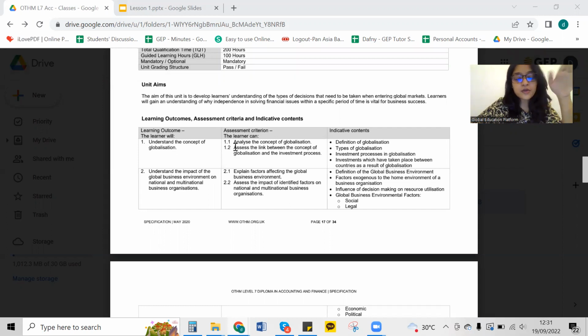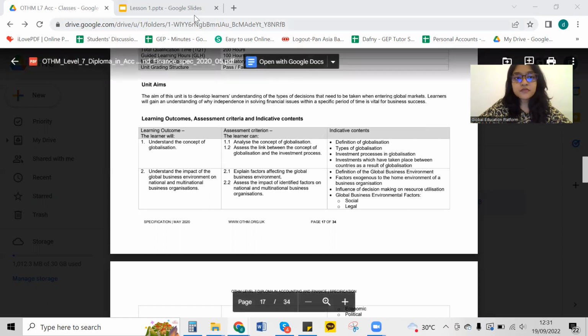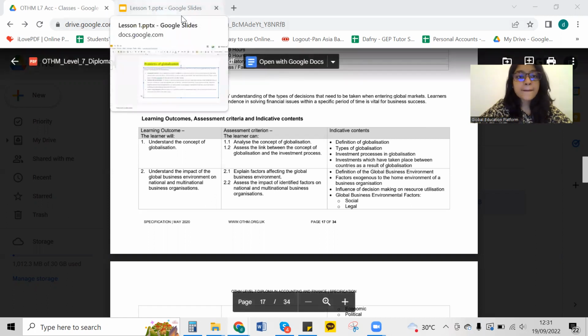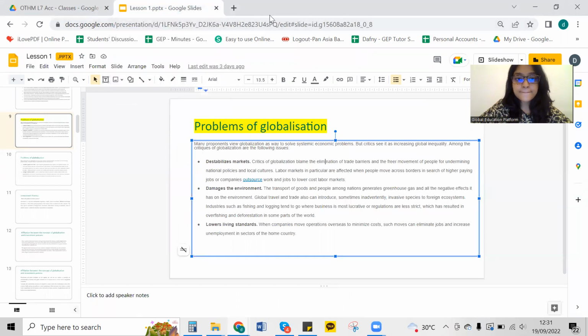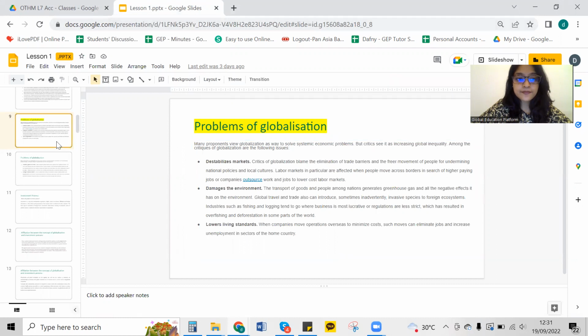So in the last class, we went through all the concepts of globalization and the different types and so on. Today we will be mainly discussing the problems of globalization, the investment process details, and also we will touch base on the second learning outcome, which is the impact of the global business environment on national and multinational business organizations. So these are the things we will be covering today. So let me take you through the lesson and then we will move forward. Okay, so let's move on to this.